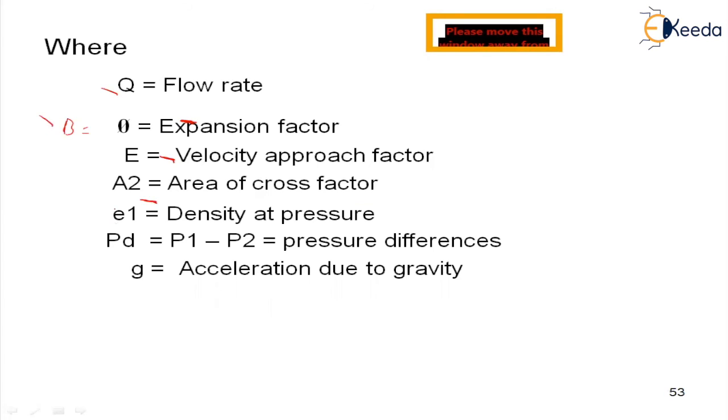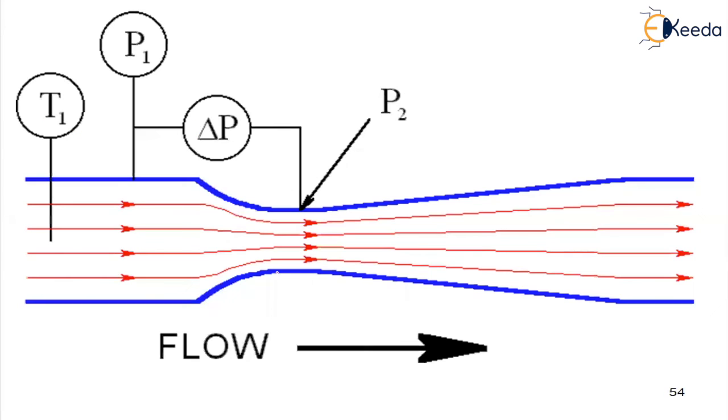Here rho 1, I am going to take it as rho 1, that is the density, and this is a pressure differential. Pressure differential is equal to P1 minus P2, and g is the acceleration due to gravity, my dear students.